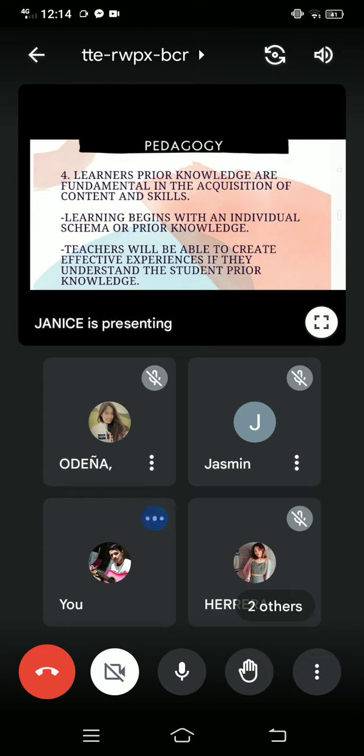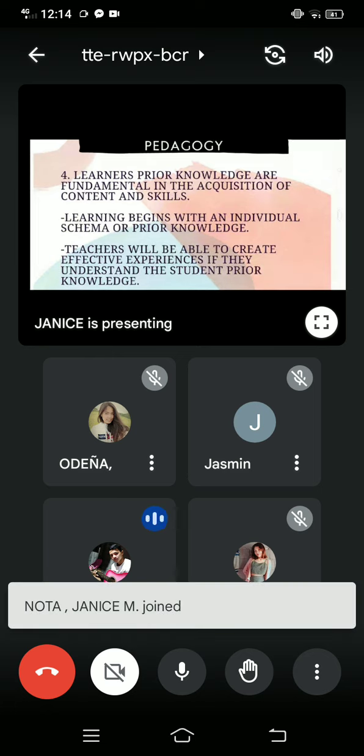Constructivist pedagogy. Number 4, learners' prior knowledge is fundamental in the acquisition of content and skills. Learning begins with an individual's schema or prior knowledge, and the teachers will be able to create effective experiences if they understand the students' prior knowledge.